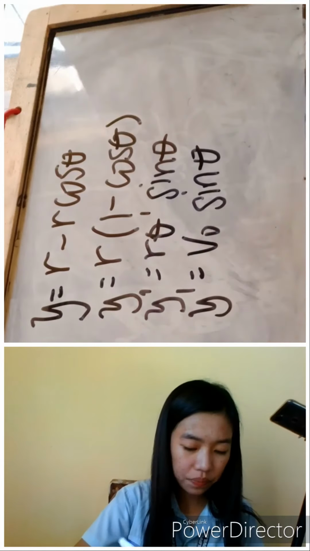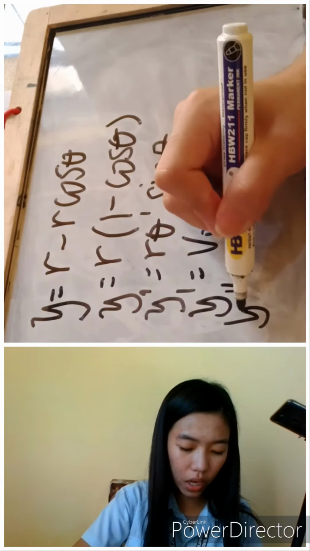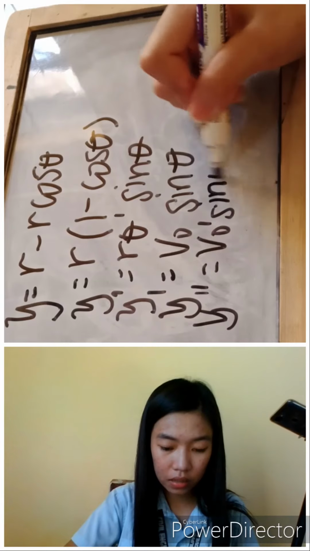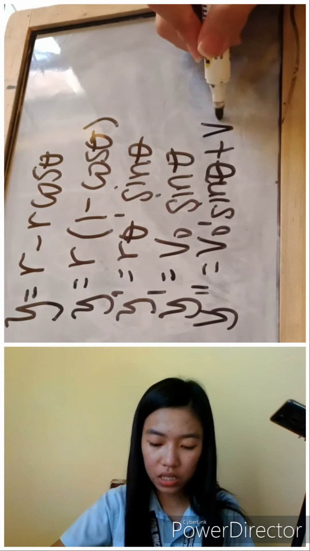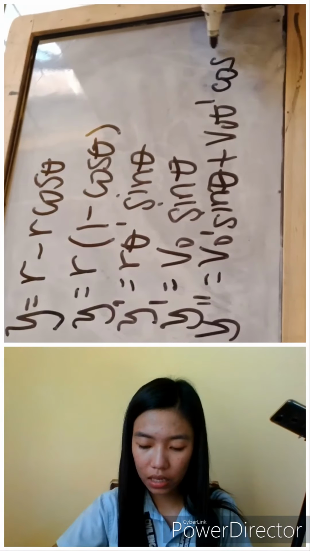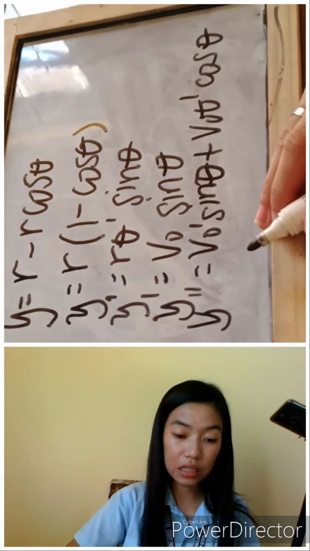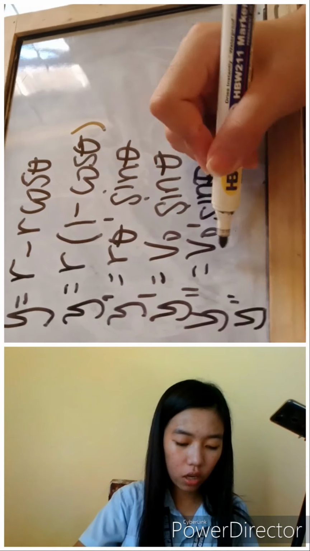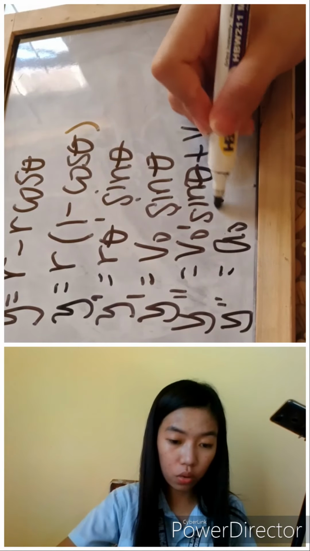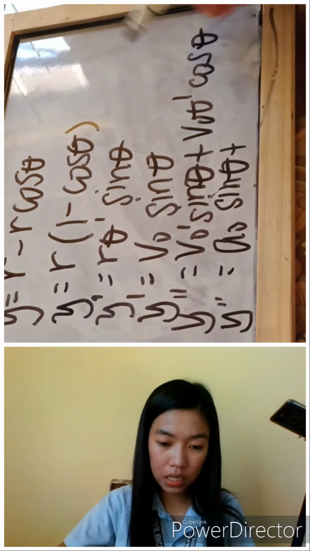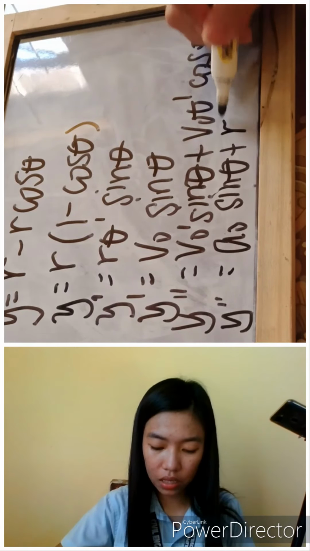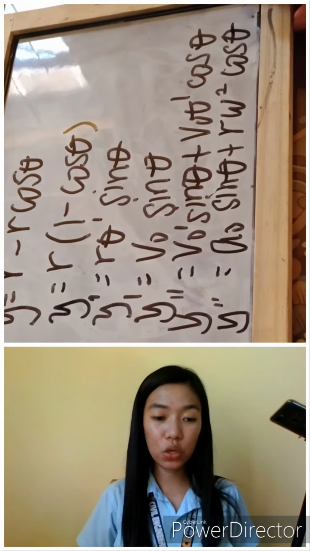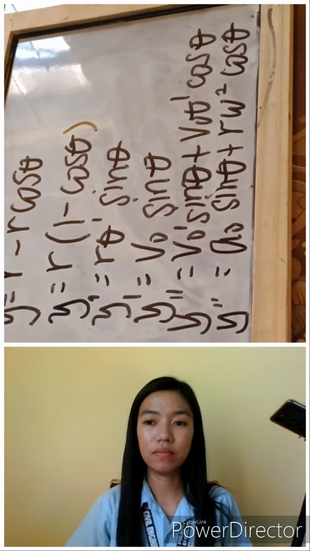So, for second derivative, y double prime equals v sub O prime sine theta plus v sub O theta prime cosine theta. So, rewrite lang natin siya since itong v sub O prime is equal siya sa initial acceleration. So, y double prime equals a sub O sine theta plus, rewrite lang ulit natin to since equal naman siya, r omega squared cosine theta. So, eto na yung para sa y coordinates natin.